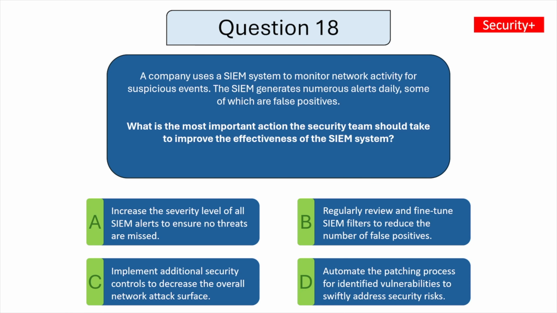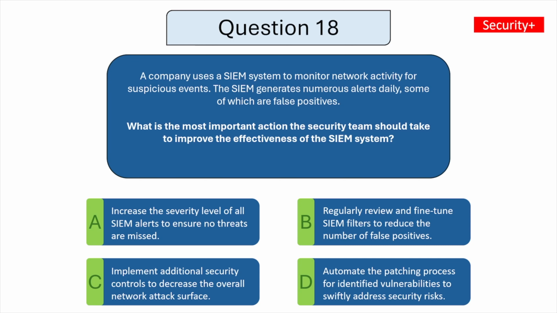Question 18. A company uses a SIM system to monitor network activity for suspicious events. The SIM generates numerous alerts daily, some of which are false positives. What is the most important action the security team should take to improve the effectiveness of the SIM system?